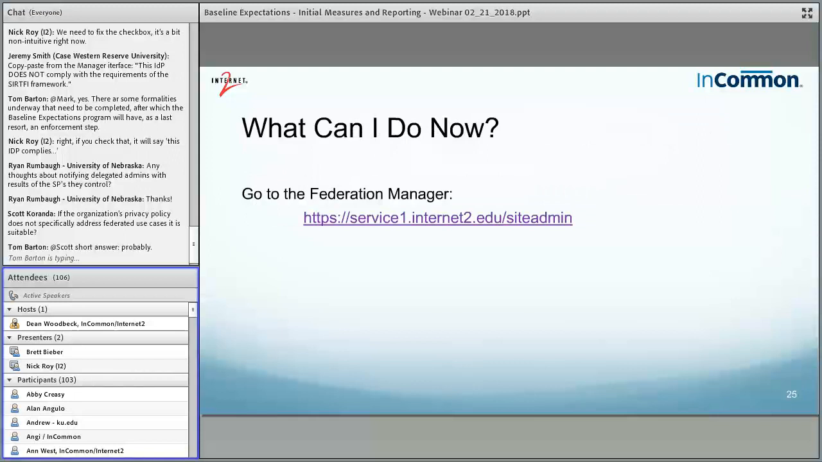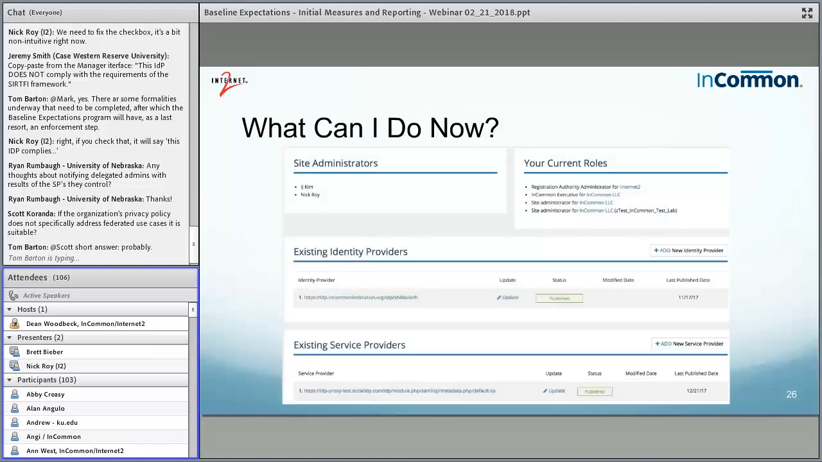Yeah, let's see. So what can you do to act? If you're a site administrator, go into the Federation Manager. This is the URL for it. Log in with your credentials. And then you'll see this interface.